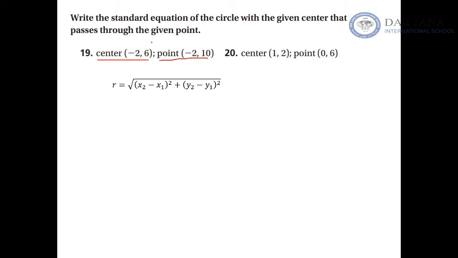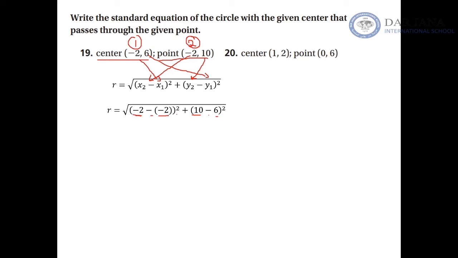Now, which one to choose to be point one and which to be point two is your choice as long as you are consistent. In my case, I chose this to be number two, and this to be number one. So x2 minus x1, y2 minus y1. I will get negative 2 minus negative 2 squared, 10 minus 6 squared. And the rest is simplifying work. You can put it on your calculator. You can do it mentally. I will do it step by step for you just to show you what happened.